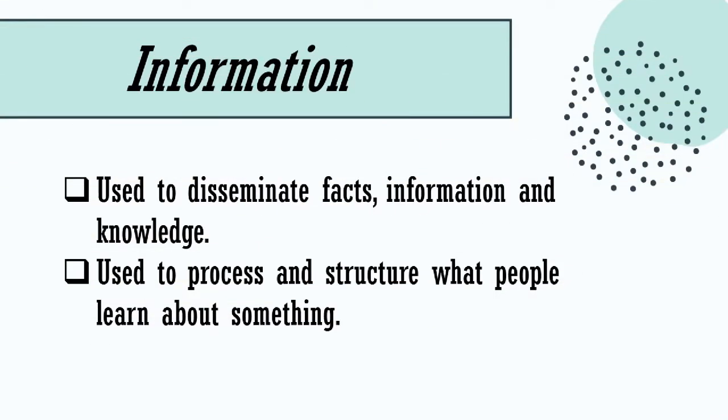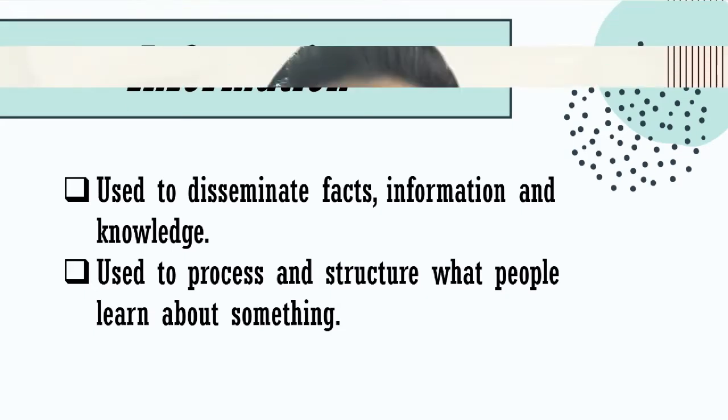The next function of communication is information. This is the most basic function, and it's used to disseminate facts, information, and knowledge. It's also used to process and structure what other people learn about something. Communication is a way for people to share and expand what they've learned, what they want. This form of function is common and can be seen anytime and anywhere.